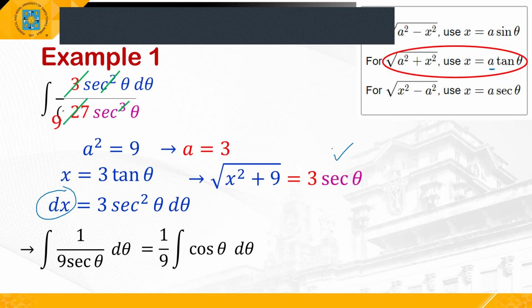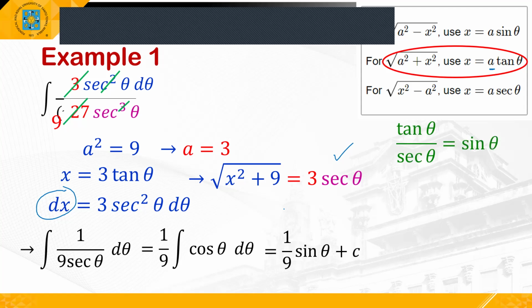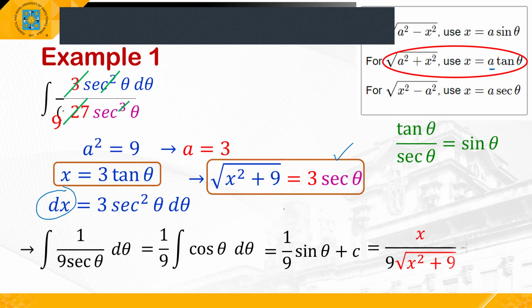Pwede natin ilabas si 1/9. And again, 1 over secant theta is cosine theta. That's why we have this as our partial answer or temporary answer. But then we remember tan theta over secant theta is sine theta. So using this and this one, that leaves us with this answer. Same as the one we obtained a while ago.